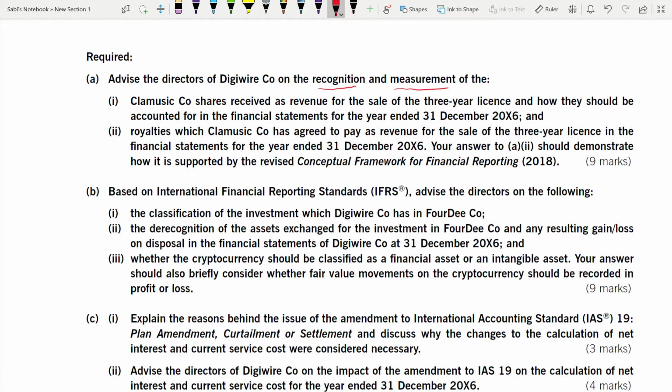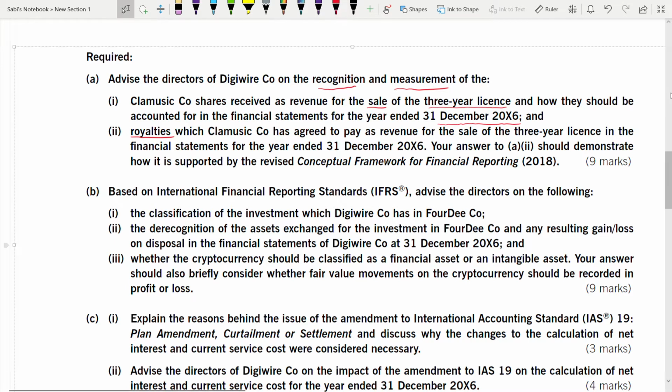Now, what are they selling? A 3-year license. What is it? It is like an intangible asset they're selling, right? So they sell a 3-year license and how they should be accounted for in the financial statements. This is the date. And royalties which Clay Music Company has agreed to pay as revenue for the sale of the 3-year license in the financial statements for the year ended 31st December 2006. Now you have to talk about royalties. Your answer to the second part of A should demonstrate how it is supported by the revised Conceptual Framework for Financial Reporting 2018.